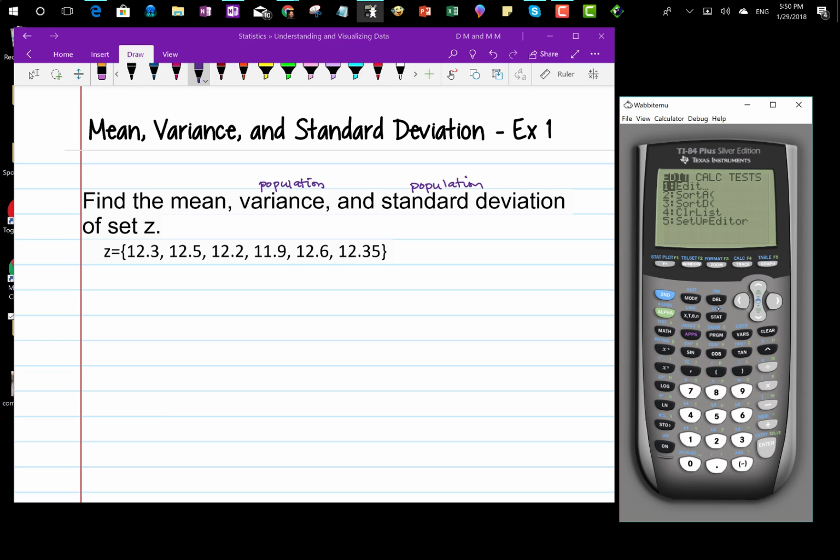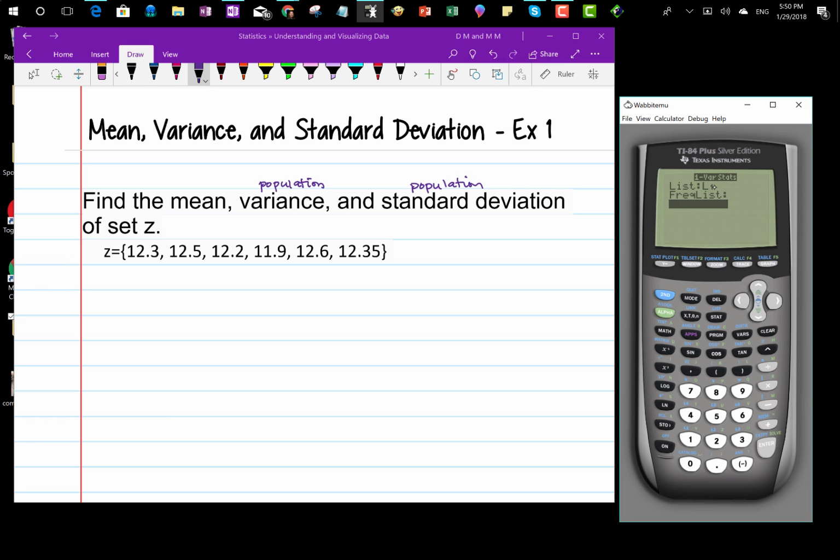Okay, so you've entered your data values into L1, as I've done here. Now you're ready to actually find the mean, variance, and standard deviation. And we do that using 1-Var Stats. It's our one-stop shop for lots of information. So we press STAT, we arrow over to CALC, and we choose number 1, 1-Var Stats.